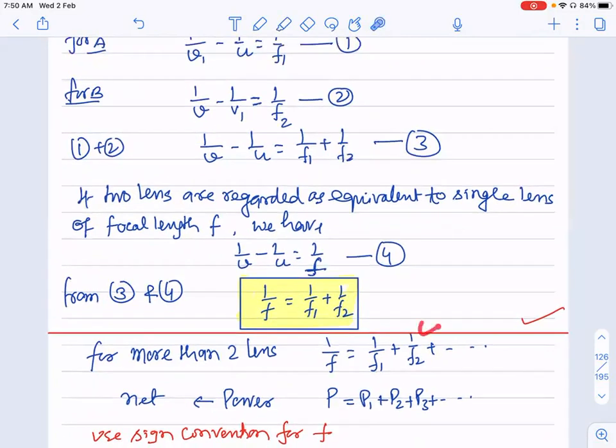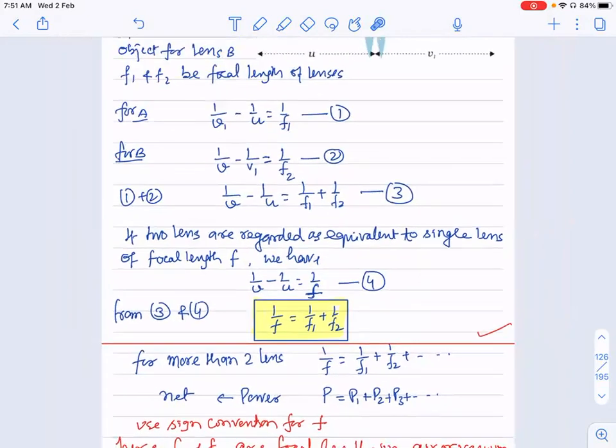For more than two lenses, this relation will be adding up in the reciprocal form: 1 by F1 plus 1 by F2 plus 1 by F3 plus 1 by F4 and so on. Since focal length and power are inversely proportional, 1 by F will be P, 1 by F1 will be P1, 1 by F2 will be P2, plus P3 and so on.